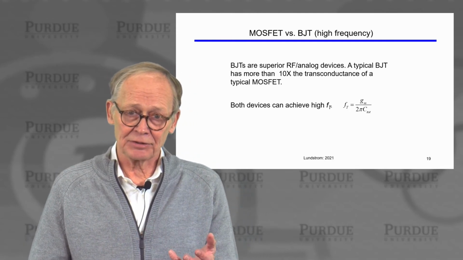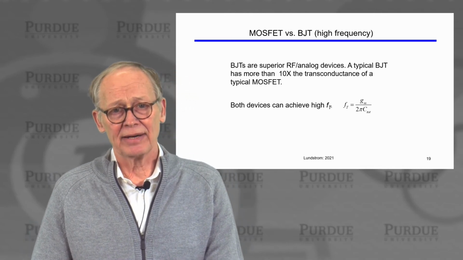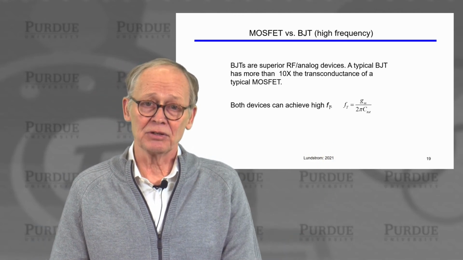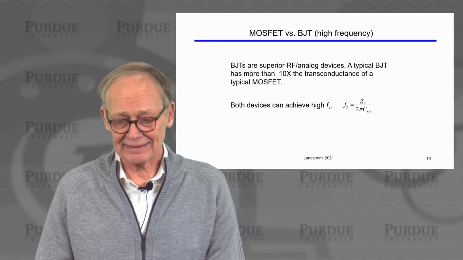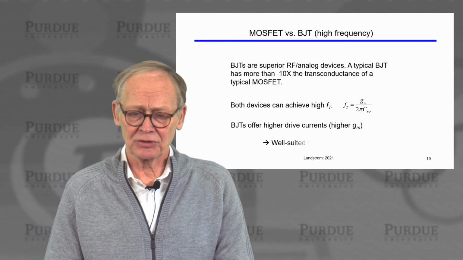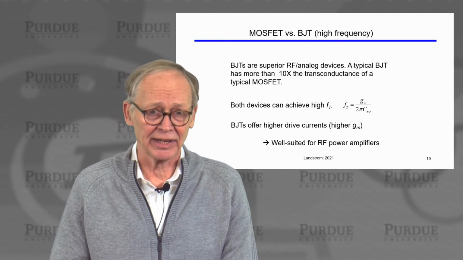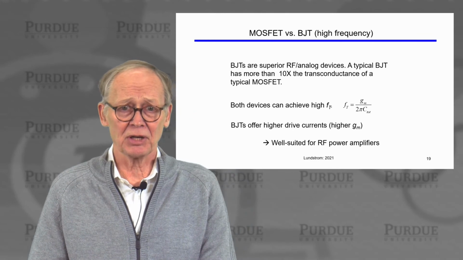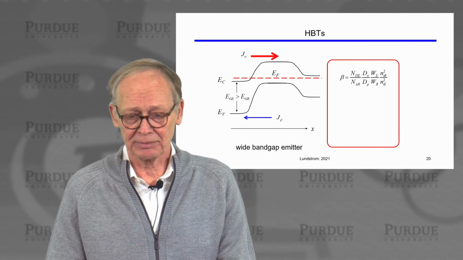So, the higher transconductance is advantageous for the bipolar, but both of them can have high speed because, as we saw earlier, the maximum frequency, the unity gain frequency, is transconductance divided by total capacitance. BJTs offer much higher transconductance, and that makes them suitable for high-power amplifiers, but they also have higher capacitance. So we can achieve similar speeds in MOSFETs because although they have lower transconductance, they tend to have lower capacitance as well.